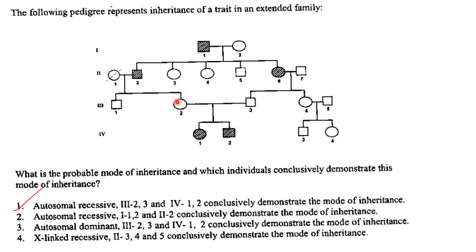And there is skipping of generation also. Here, even if the father is affected, the son is not affected, neither is the daughter. Here the mother is affected but the son and daughter are not affected. Here also the parents are not affected but their children are affected. So there is skipping of generation and it is an autosomal recessive condition. So if you see 3, 2, 3 and 4, 1, 2, they conclusively demonstrate the mode of inheritance, that is, autosomal recessive. Answer is option 1.